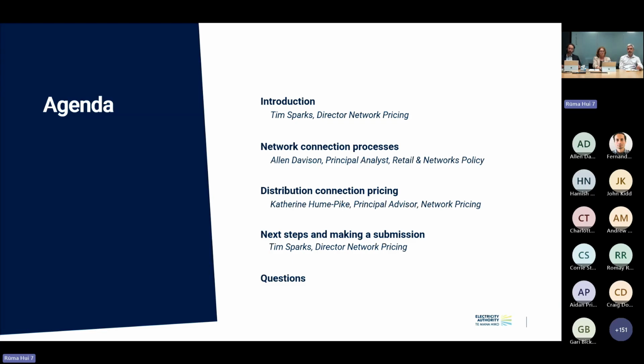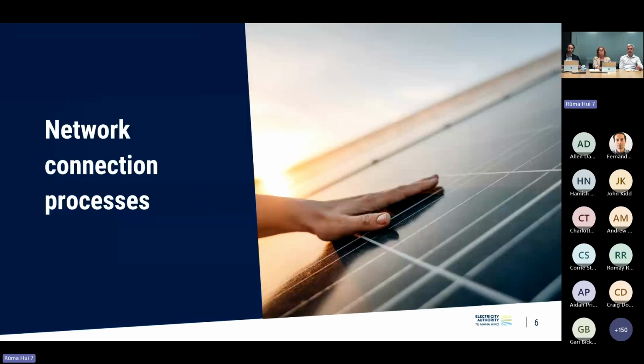And with that, I will hand over to Alan Davison, Principal Analyst, who will talk through the Stage 1 proposals of the Network Connections project.